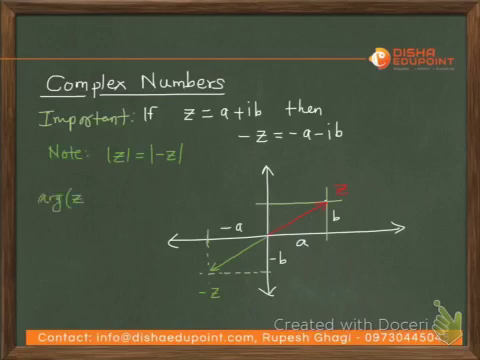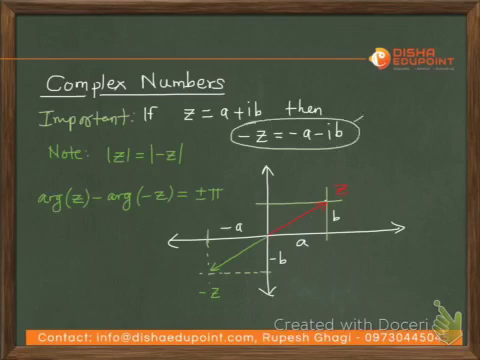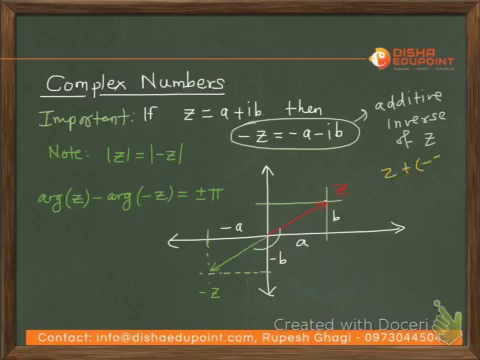But obviously what about the argument? They are exactly opposite. That means the argument of z and the argument of -z differ by pi. Now in this case, this -z, which is -a - ib, is called the additive inverse of z, because as you can see, z + (-z) is going to give us 0 + 0i, which is the zero complex number, right?